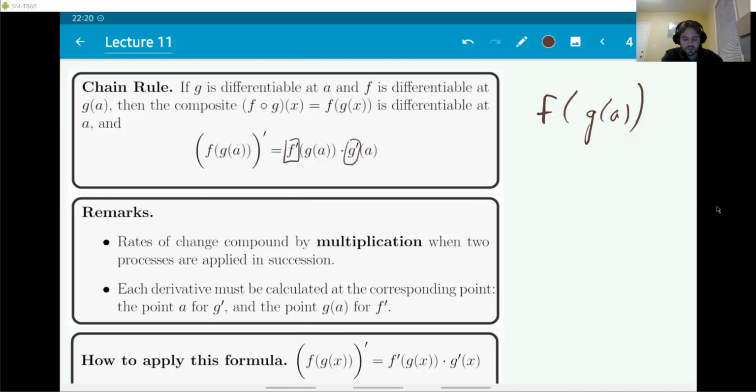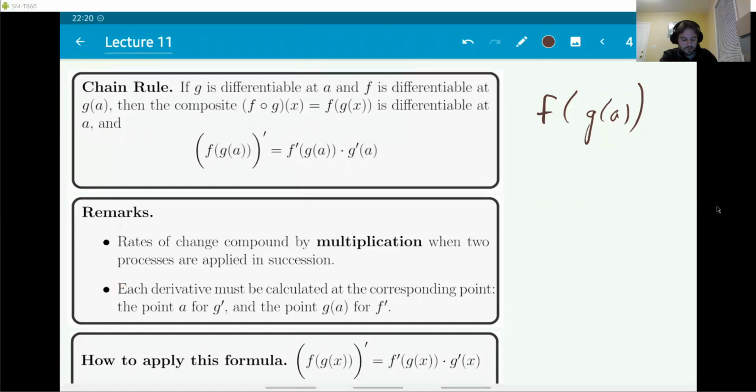But also important is the location where you're supposed to take those derivatives. G prime is calculated at A, but f prime is calculated at g of A. So you need to remember this. It is f prime times g prime, but it's important to say also where. And I guess this is what I'm saying, these remarks here. Let's actually read the second remark first. Each derivative must be calculated at the corresponding point, the point A for g and the point g of A for f.